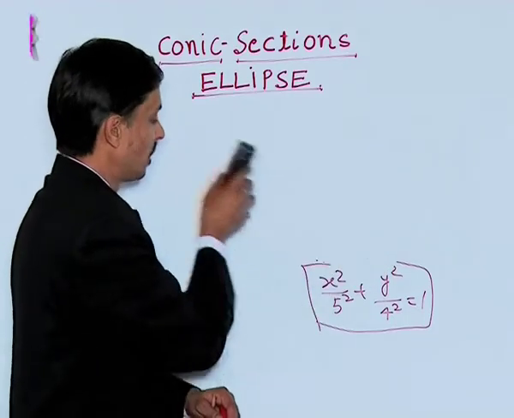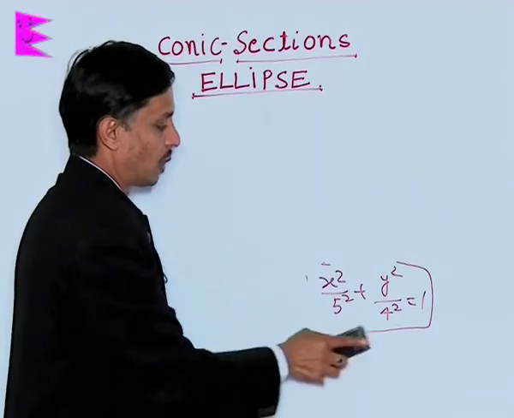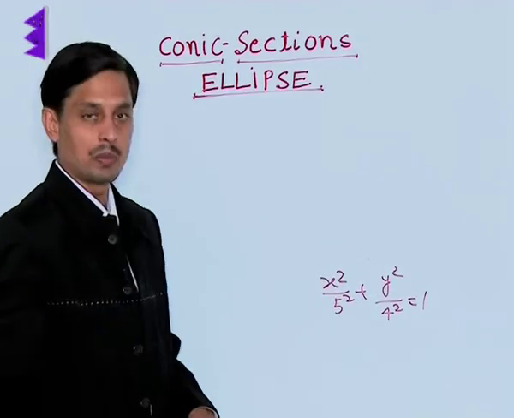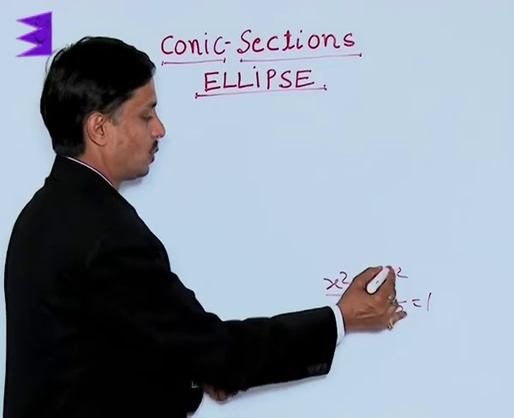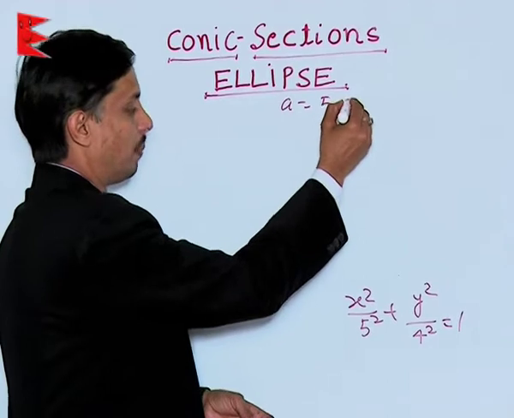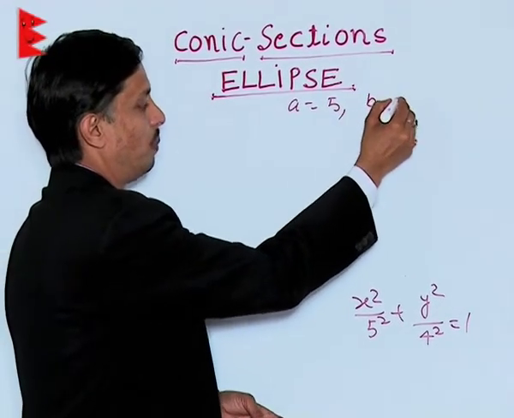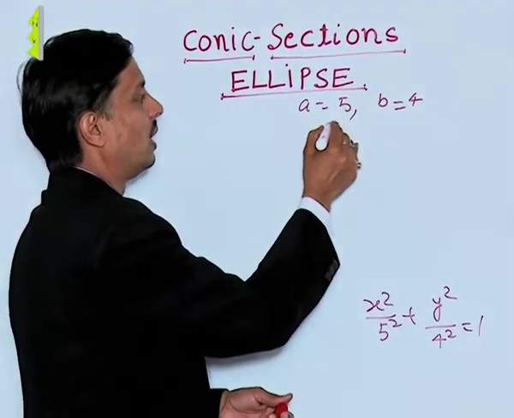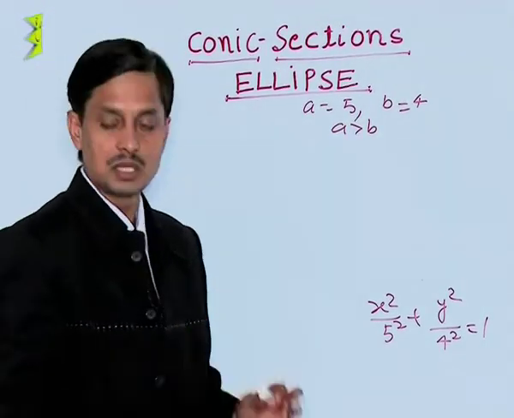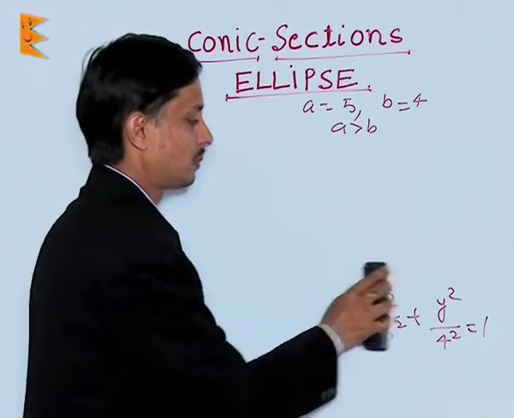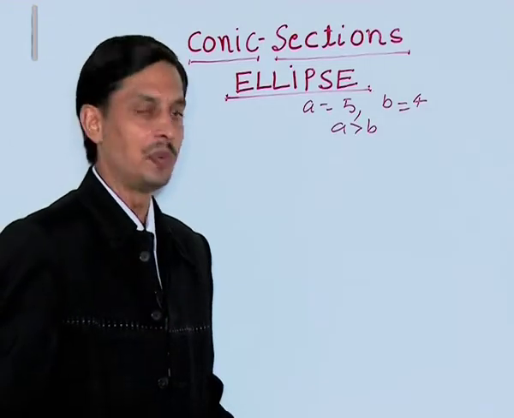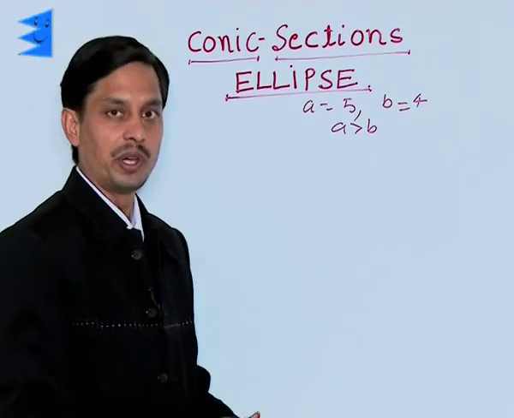So first of all, we must bring the problem into the proper form of x square upon a square plus y square upon b square is equal to 1, as we have brought. Here the value of a is 5 by comparing it with the standard, and b is 4. Clearly a is greater than b, so we will opt that this is the ellipse of type 1. Only two basic pieces of information of an ellipse, a and b, are sufficient to tell anything about it.